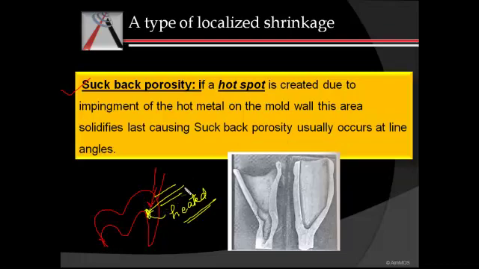Now this one is the impingement of the hot metal on the mold wall. Secondly, if we have sharp line angles, those particular line angles are the areas wherein hot spots are very commonly created. So this is the suckback porosity, which is a type of localized shrinkage porosity.